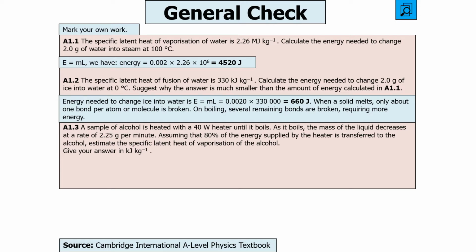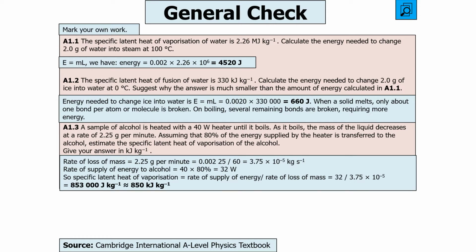Now in this next question, we know that the rate of loss of mass is 2.25 grams per minute, so we can work that into seconds and say it's therefore 3.75 times 10 to the minus 5 kilograms per second. Now the energy supplied to the alcohol is 80% of the energy supplied by the heater, so 40 times 0.8 is 32 watts, so therefore the latent heat L is going to be equal to E over m, or the rate of energy supplied divided by the rate of mass loss, so it's the power over the rate of mass loss. We can pop those values in and we get 850 kilojoules per kilogram.